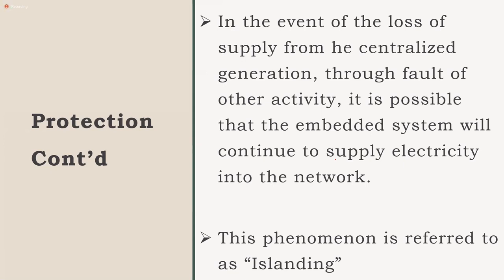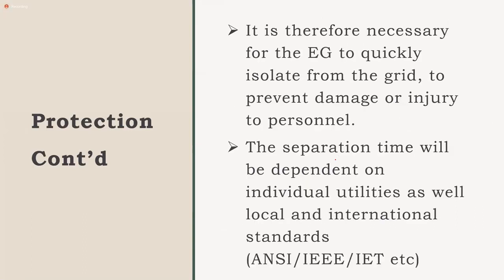So even though you have the disconnection, and that may be, as I said before, deliberate on the part of the utility company for maintenance purposes, if there isn't also automatic disconnection on the part of the renewable system, if there isn't disconnection or isolation on the part of the embedded generation, which will then quickly isolate it from the grid, you may cause damage or injury to personnel. So that's another consideration when we are talking about renewables and the integration of renewables.